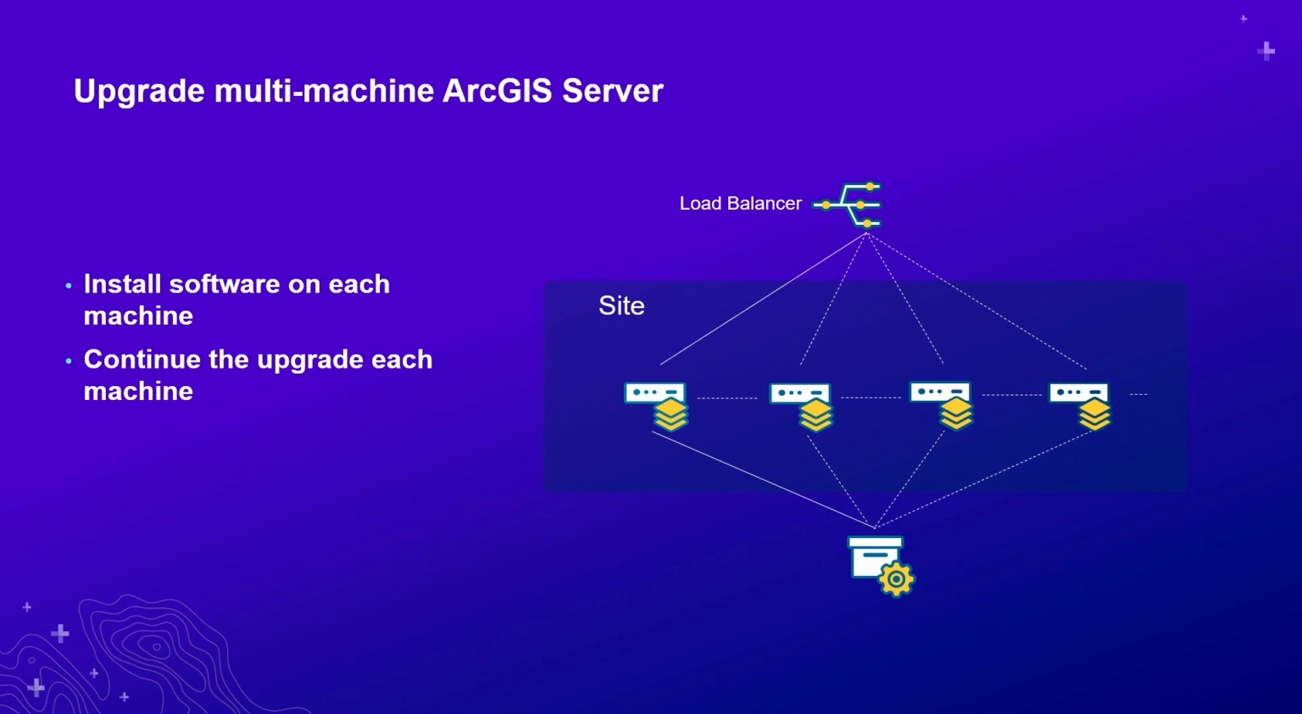When you're ready to upgrade a multi-machine site, you would install the software on each machine and continue the upgrade on each machine sequentially. So install the software on machine 1 and run continue upgrade on machine 1, install the software on machine 2 and continue upgrade on machine 2, until all the machines are upgraded within your multi-machine server site.